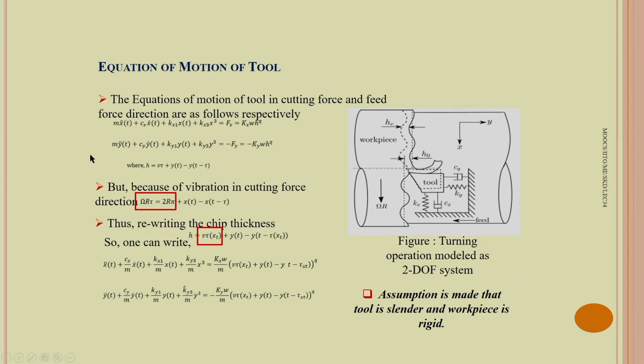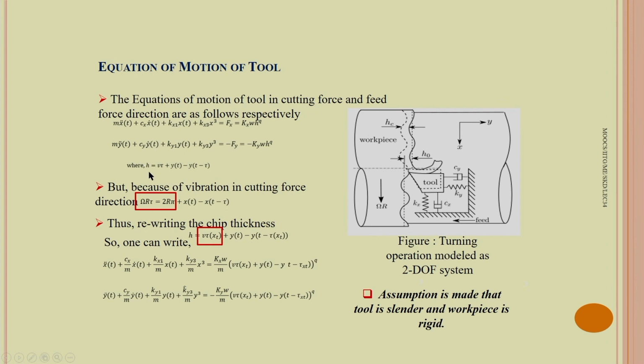So, in the feed direction, the equation of motion can be written as m y double dot plus c y y dot plus, similarly here in the y direction also we have taken this cubic nonlinearity. So, it can be written k y y(t) plus k y3 y cube. This will be equal to minus F y. This is the feed direction. The workpiece will exert a force on the tool. That is why it is written as minus F y, that is equal to minus k y w into h to the power q.